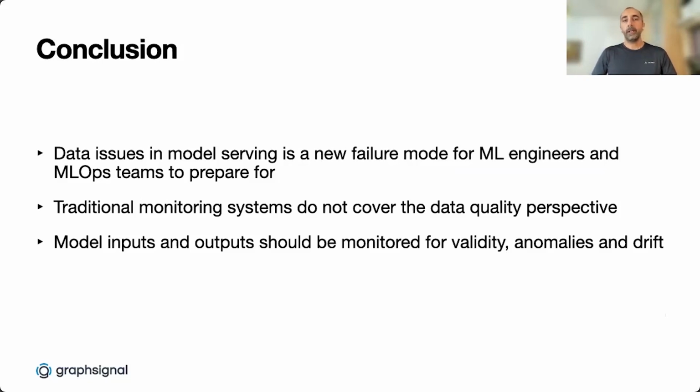So there are three main takeaways from this summary. Data issues in model serving is a new failure mode for machine learning engineers and MLOps teams to prepare for in order to reduce MTTR and meet SLOs. Traditional monitoring systems do not address the data quality aspects, and therefore the visibility into model serving operation will be limited. And finally, model inputs and outputs both should be monitored. Depending on the application, the implementation can range from simple checks to machine learning specific monitoring tools.